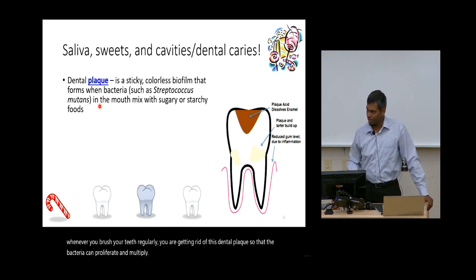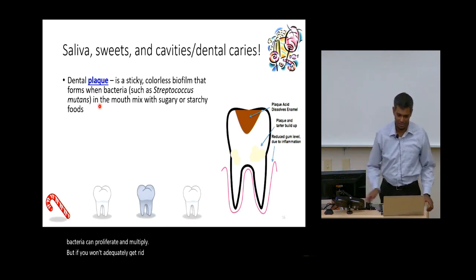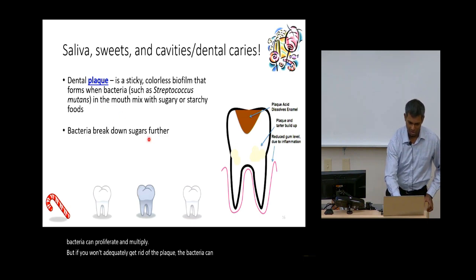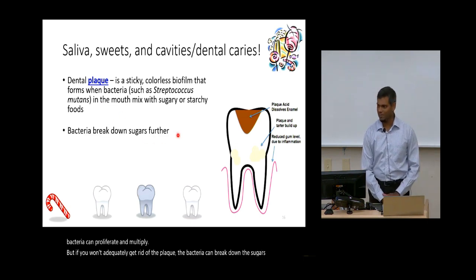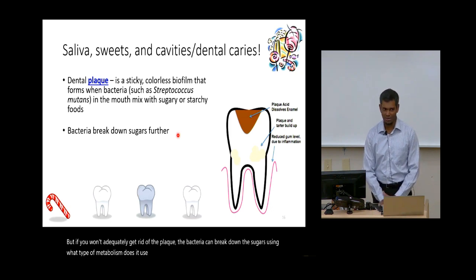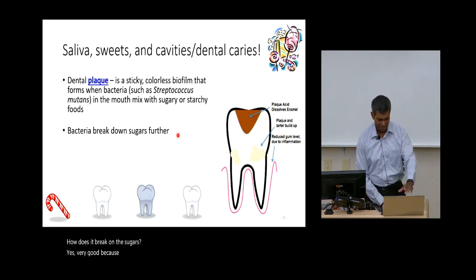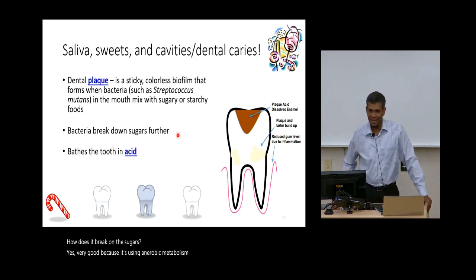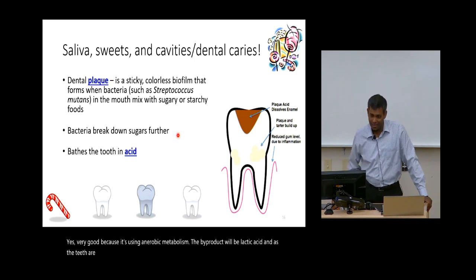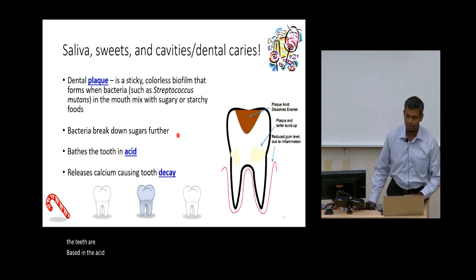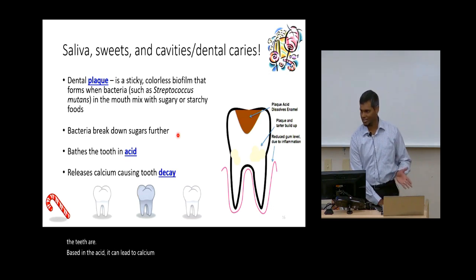But if you don't adequately get rid of the plaque, the bacteria can break down the sugars using what type of metabolism? Does it use aerobic or anaerobic metabolism? How does it break down the sugars? Anaerobic, yes, very good. Because it's using anaerobic metabolism, the byproduct will be lactic acid, and as the teeth are bathed in the acid, it can lead to calcium loss, and that can affect the structure of the enamel, and that can lead to tooth decay.